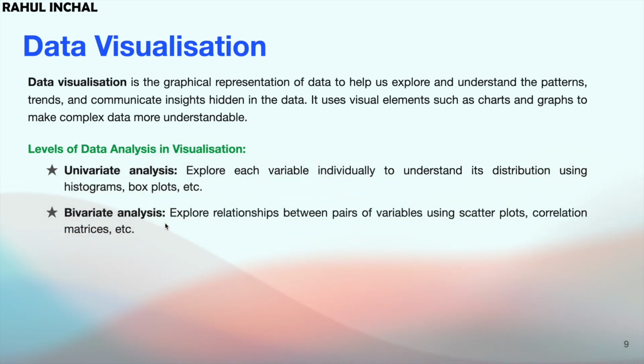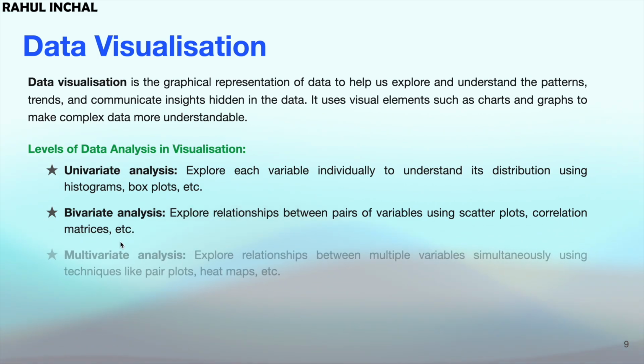Bivariate analysis, where there is a relationship between two variables. So there are two columns, but this has to be in numerical format. For example, height and weight. For 150 centimeters, how much can the weight be? Say suppose 50. So that is one. This is a relationship between two variables, using scatter plot or correlation matrices, etc.